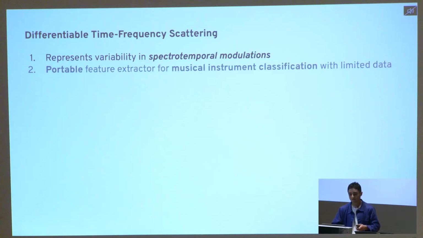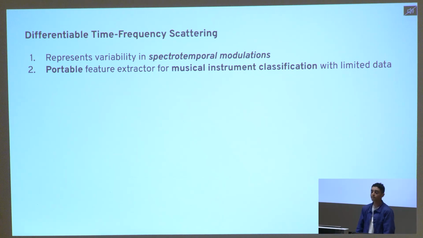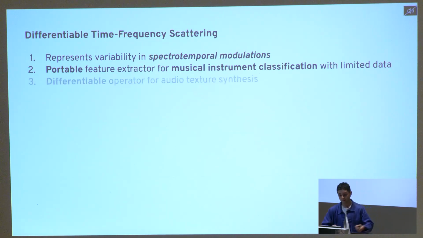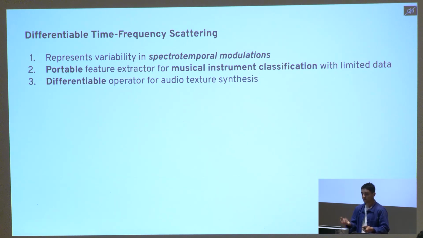So to summarize, we showed that time frequency scattering, our differentiable implementation of time frequency scattering, is able to represent variability in spectrotemporal modulations, unlike similarly designed representations. It's a portable feature extractor that can be used for musical instrument classification with modern deep learning frameworks with limited data. It can serve as a differentiable operator for audio texture synthesis.